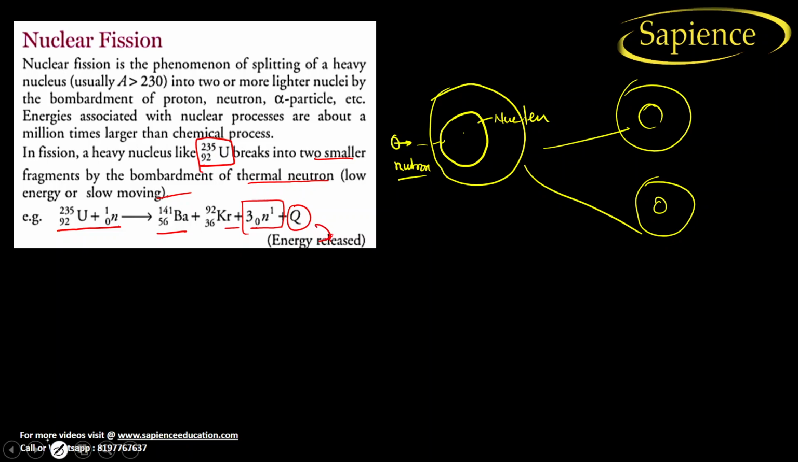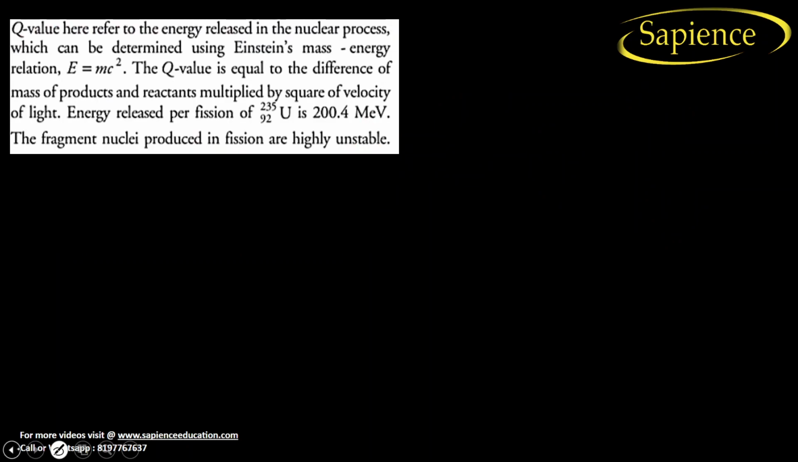Now, one more very important thing you need to understand is the Q value. Q refers to the energy released by the nuclear process and can be determined by using the mass-energy relation, that is E equals mc square. The Q value is equal to the difference of the mass of the reactant and the product multiplied by the square of the velocity of light.